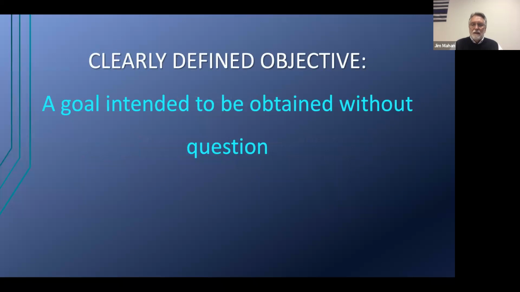Clearly defined objective is almost where all of us live in the dental laboratory. This is where we think from. It's a goal intended to be obtained without question. That would mean I'm sitting here and I'm doing my work. I know what I'm doing. I know where I am on the case, and I know what I want to happen. The result of that is a case that is good enough.